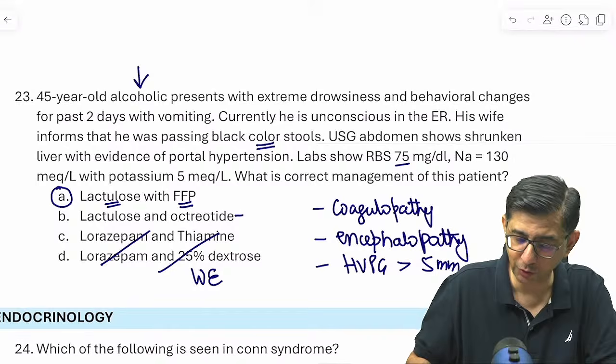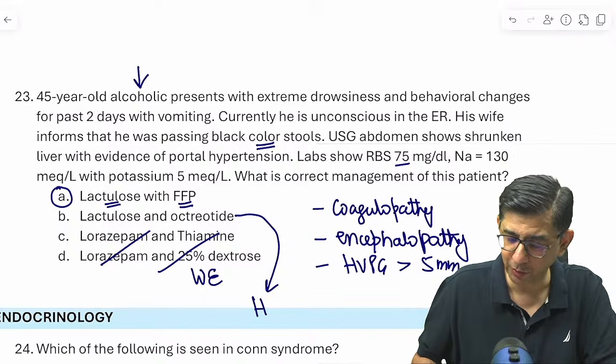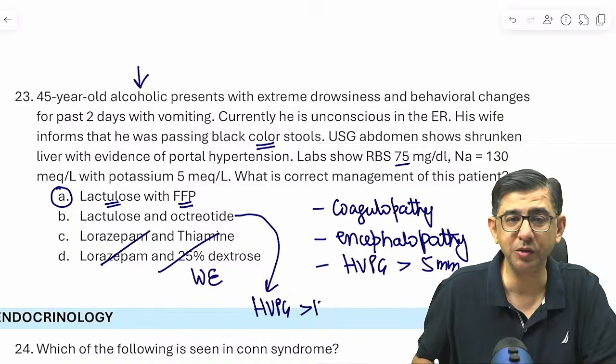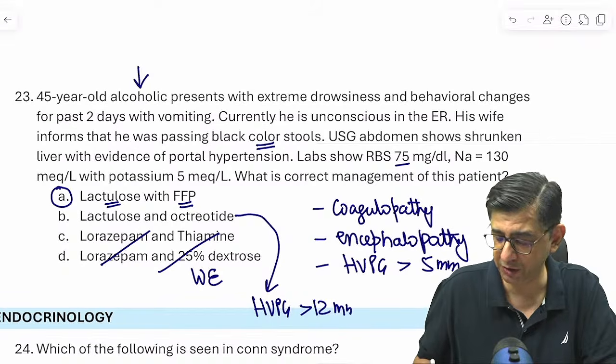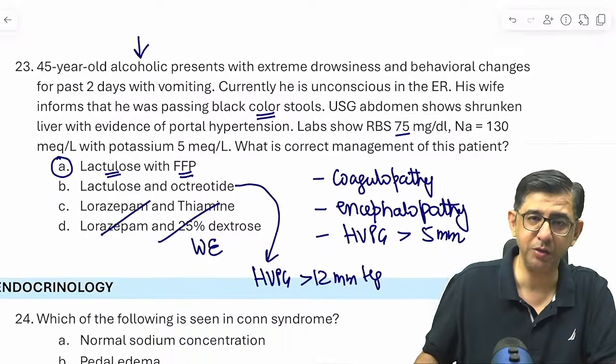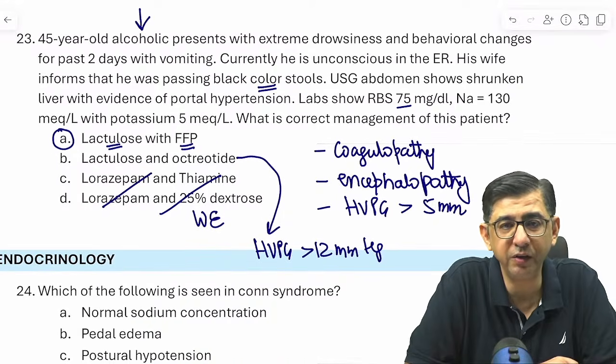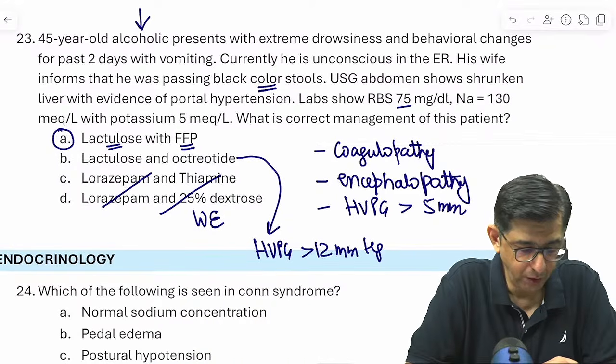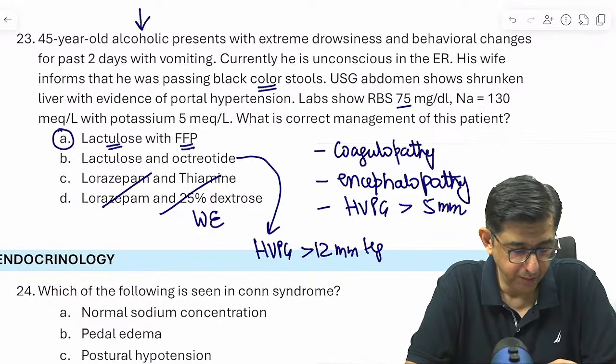So for those of you who said, sir, if you are not sure about the diagnosis, sir, I'm sure about the diagnosis. Bleeding varices occur when HVPG is more than 12. If the question mentioned that value, I would have gladly answered that as octreotide. Okay. Okay, fine.